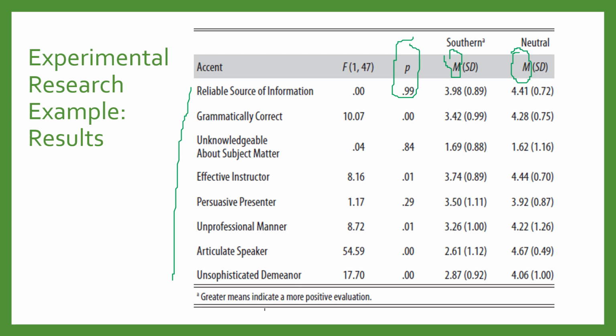You can see that those that heard a southern accent thought that the person was significantly less grammatically correct, was a significantly less effective instructor, and was significantly more unprofessional, significantly less articulate, and sophisticated, or significantly more unsophisticated, right? Those were the perceptions of this sample who listened to either a southern accent or a neutral accent. Also notice that there were no reliable differences, right? The p-value is greater than 0.05 in being a reliable source, knowledgeability, or persuasiveness.